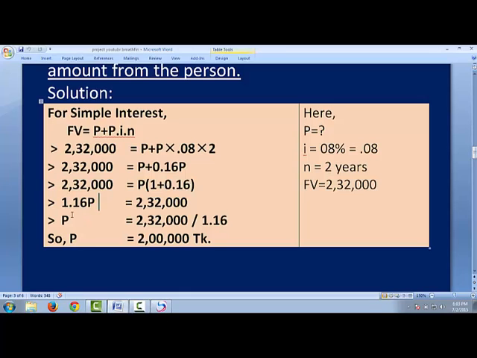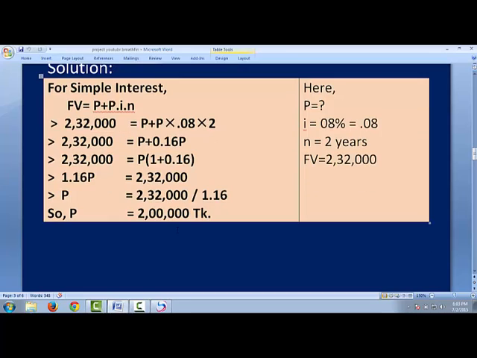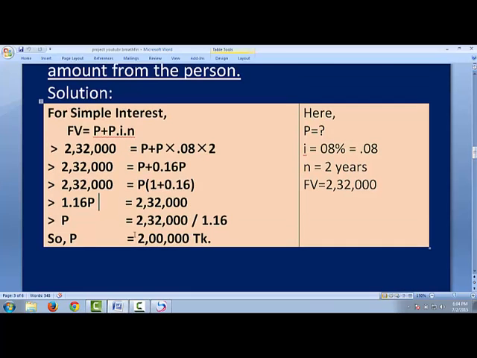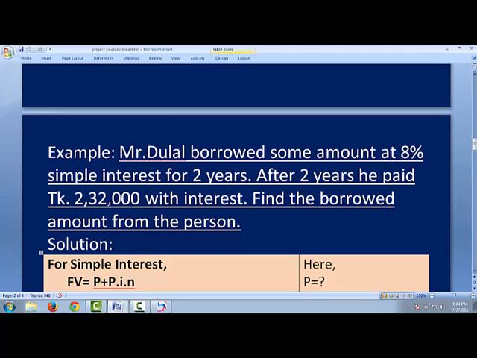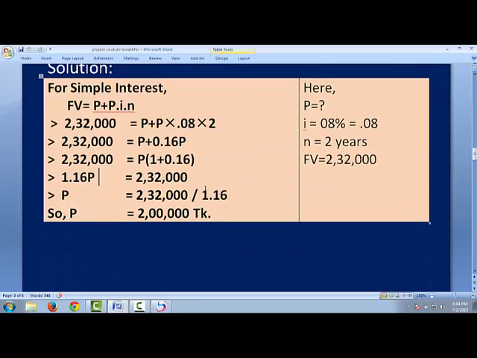Here we keep P for dividing 2,32,000 by 1.16. So we get the value of P is 2 lakh taka. Means if you want to get 2,32,000 taka after 2 years, you have to deposit, or you have to borrow 2 lakh taka now. I think I make it clear.